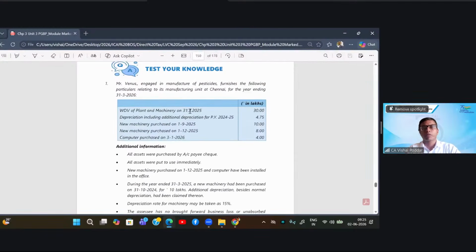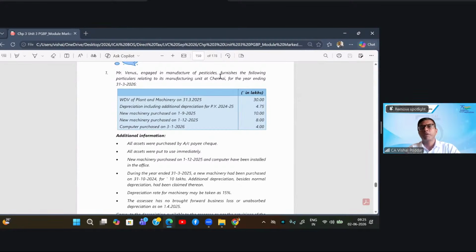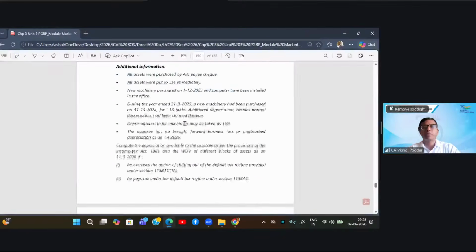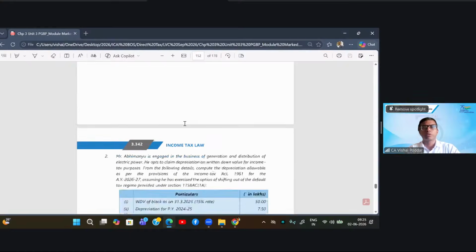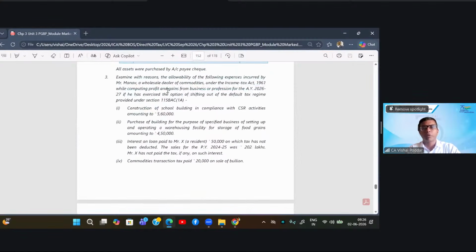See, now here again, Mr. Venus, engaged in manufacture of pesticides, furnishes the following particulars relating to his manufacturing unit at Chennai for the year ending. So this is relating to depreciation. You can just ignore this because that is a particular depreciation question. This is also depreciation. Now from here start your comprehensive sums. Now I'll just go through one of the sums for your understanding.